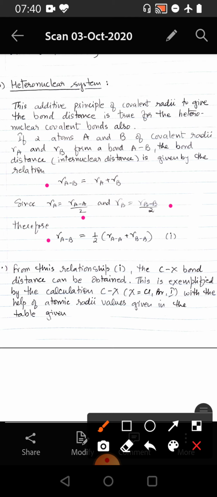Since Ra is equal to Raa upon 2 and Rb is equal to Rbb upon 2, therefore Rab comes to be half of the sum of Raa plus Rbb. From this relationship, the C-X bond distance can be obtained. This is exemplified by the calculation with the help of atomic radii values given in the table.